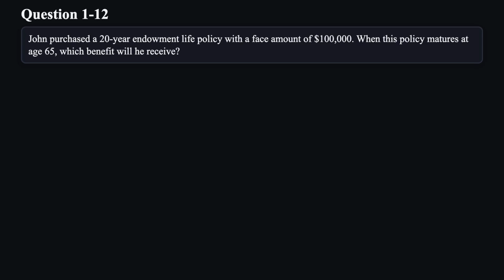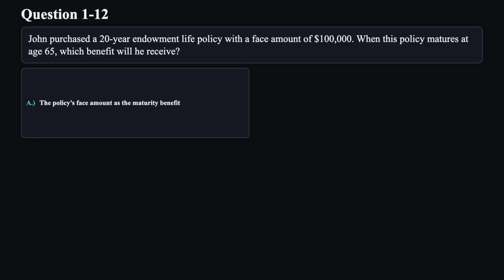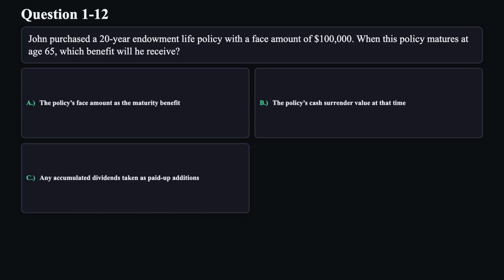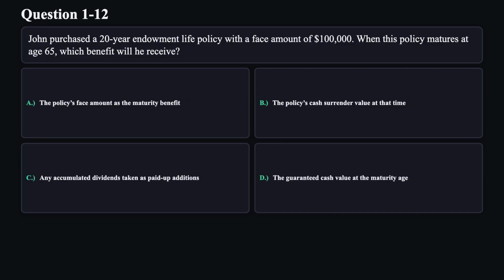Question 12. John purchased a 20-year endowment life policy with a face amount of $100,000. When this policy matures at age 65, which benefit will he receive? A. The policy's face amount as the maturity benefit. B. The policy's cash surrender value at that time. C. Any accumulated dividends taken as paid-up additions. D. The guaranteed cash value at the maturity age.